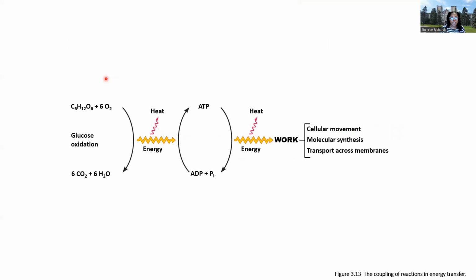Now, if we look at this illustration again, more of a graphical illustration. So we've got carbon or glucose here, oxygen. We've got glucose oxidation taking place to give us carbon dioxide and water.